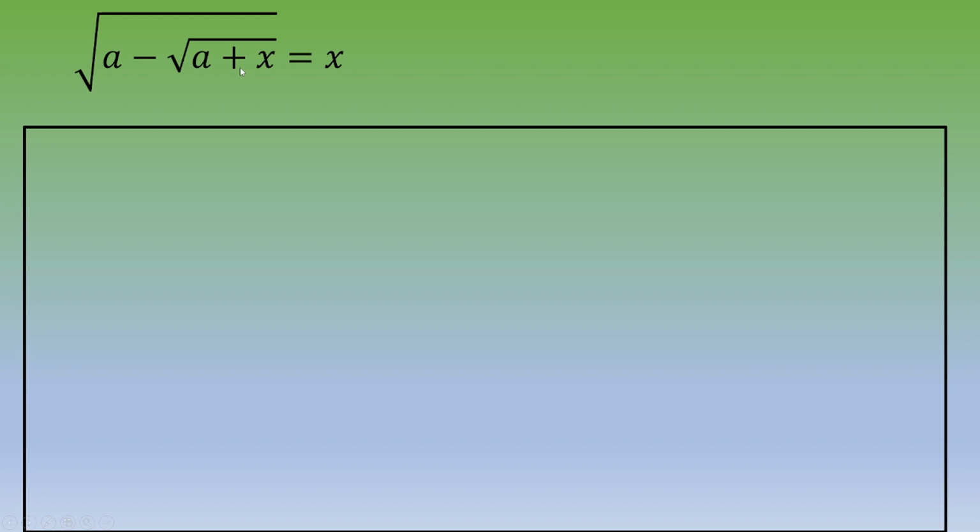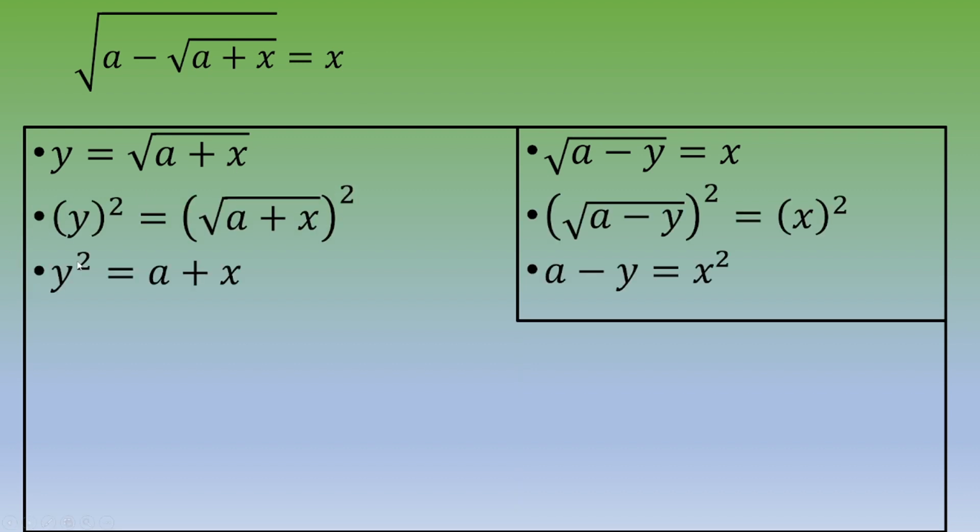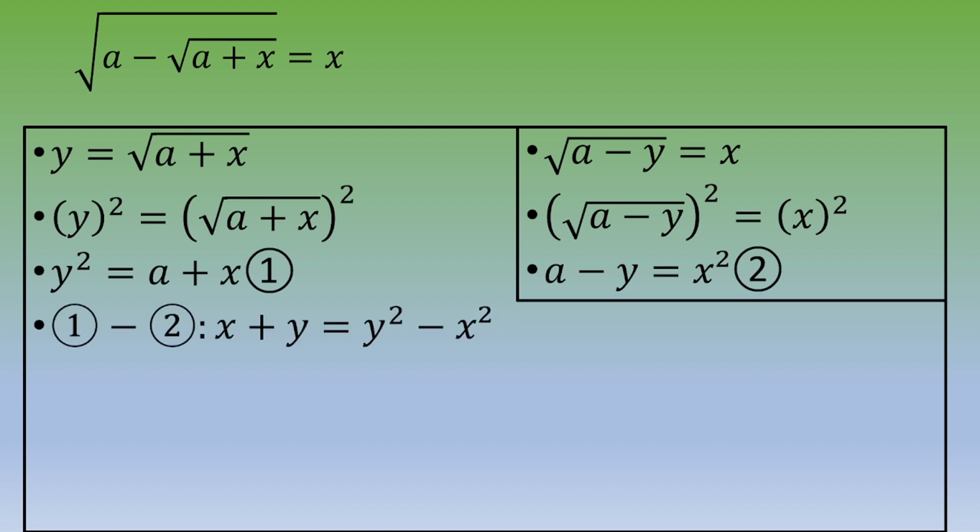So we are going to substitute and set y equals the square root of a plus x. So if y equals the square root of a plus x, you substitute in the square root and you get the square root of a minus y equals x. So you've got two square roots, and to put these square roots away, you are going to raise to the second power, and at the end you get y squared equals a plus x, and a minus y equals x squared. So we are going to call 1 the first equation and 2 the second equation, and we are going to calculate 1 minus 2.